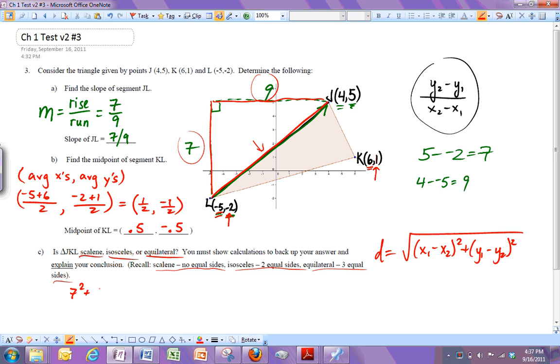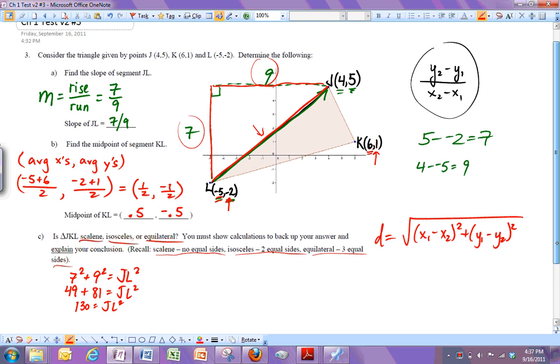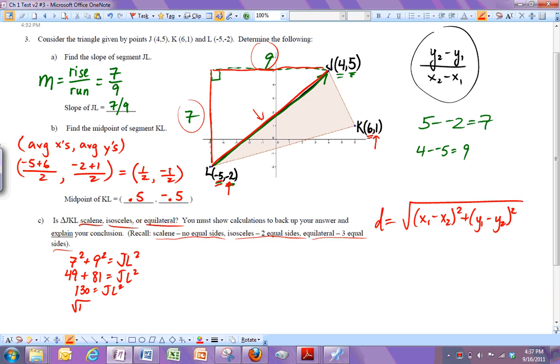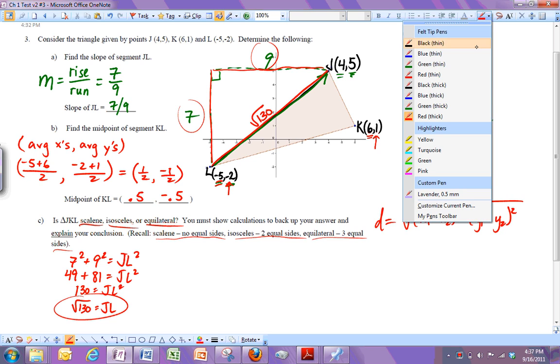7 squared plus 9 squared equals JL squared. Well, 7 squared is 49. 9 squared is 81. And if we add those together, we get 130 equals JL squared, which means root 130 equals JL. And remember, for now, I don't care if you try to simplify that or not. So this side right here is root 130. Okay, let's figure out another side.